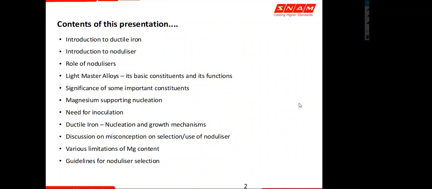And we'll be going through general guidelines for nodalizer selection. So based on the process parameters you have in your foundry, how to select a magnesium treatment alloy for your ductile iron production. So we'll be going through a small case study which we have come out with from the experiments conducted at our R&D center, and some data from our customers also, where we'll be comparing the performance of different nodalizers based on the above parameters which we discussed.